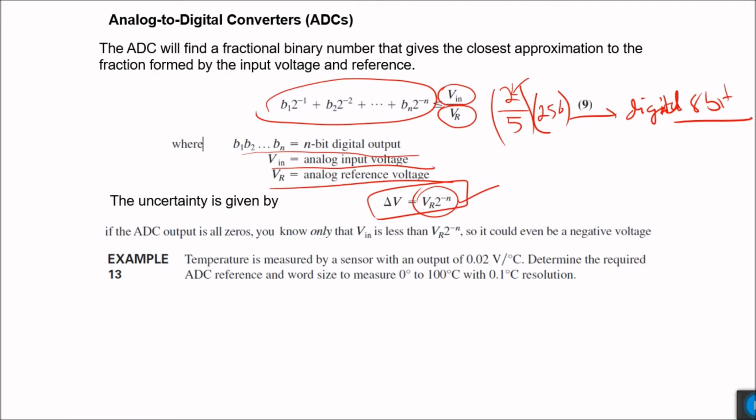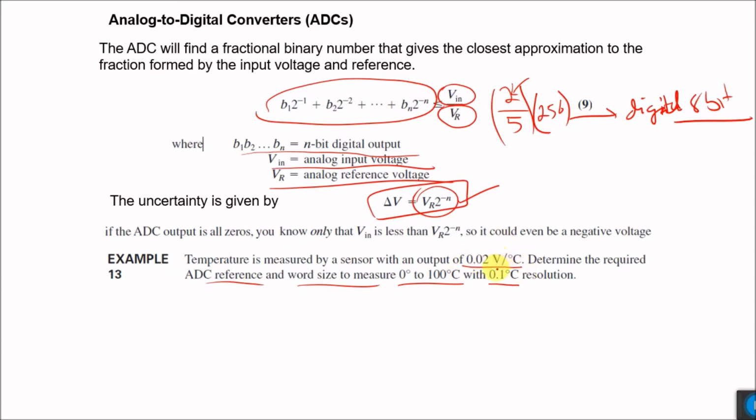The temperature is measured by a sensor with an output of 0.02 volts per degree centigrade, and we are asked to determine the required ADC reference and the word size to measure 0 to 100 degrees centigrade with 0.1 degree resolution. So first let's find out what would be the reference voltage required.